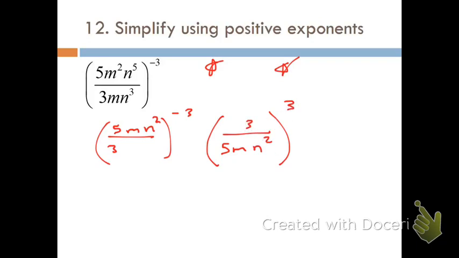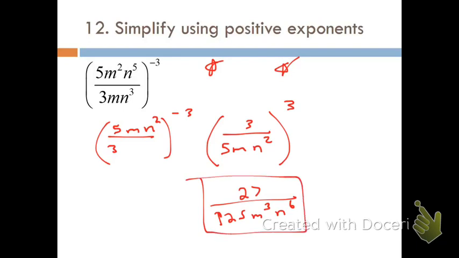Eric, what's 3 cubed? 27. 27 over 125 m cubed n to the 6. Quit saying n6. N to the 6th power. Quit saying m3. M cubed or m raised to the 3rd power. We want to read our mathematical expression properly.